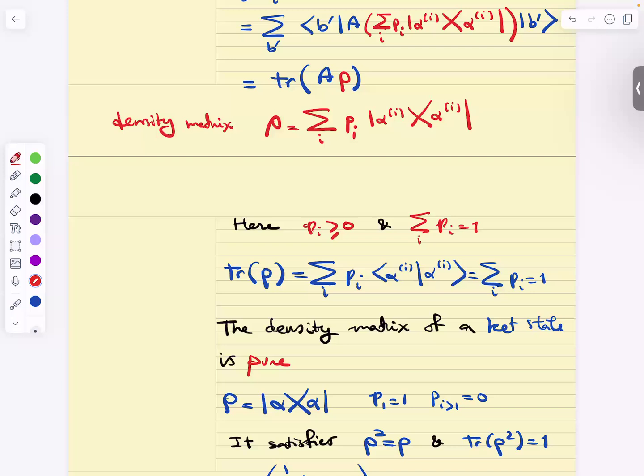Good. What is the trace of rho? Let's calculate it. I have to take the trace. If I want to take the trace of rho, I just have to write the sum over i of p_i. What's the trace of a ket bra? It's the bracket, the corresponding bracket. You just flip them. Yes.